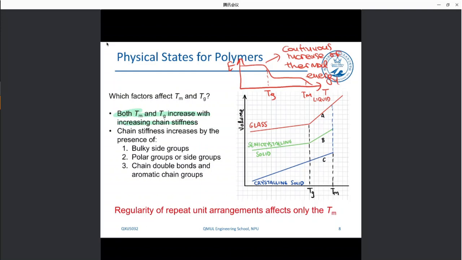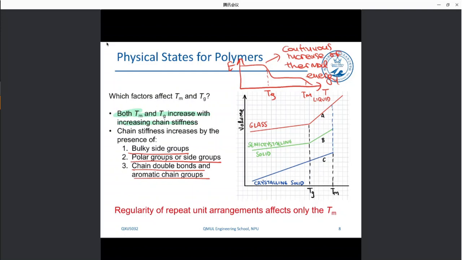And that demands providing specific amounts of energy. As you can realize, to change a conformation of a polymer, it demands less energy compared to a complete disentanglement of the chains, okay? Complete disentanglement needs very, very significant movement from the side of the chain. So yeah, we said melting point and glass transition are affected by increasing chain stiffness. And we discussed that chain stiffness increases by bulky side groups, polar side groups, and double bonds or aromatic chain groups such as benzene ring and so on.